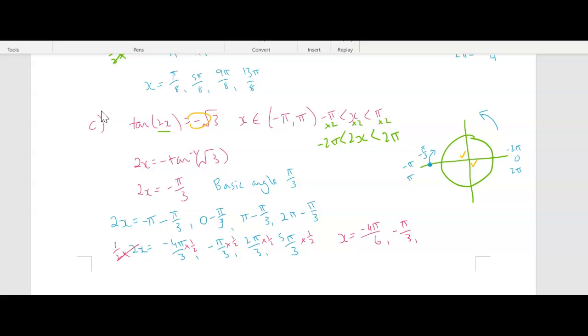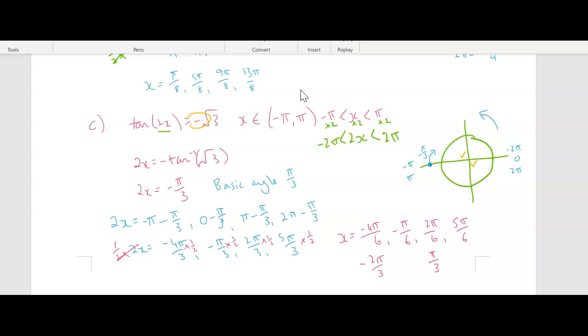nope, sorry, I'm getting ahead of myself, I was thinking of something else, 2 pi on 6, and 5 pi on 6. So what I was thinking about, sorry, is you can actually simplify these. So we should, instead of write negative 4 pi on 6, it should be negative 2 pi on 3, just simplifying that fraction, and 2 pi on 6 can become pi on 3.